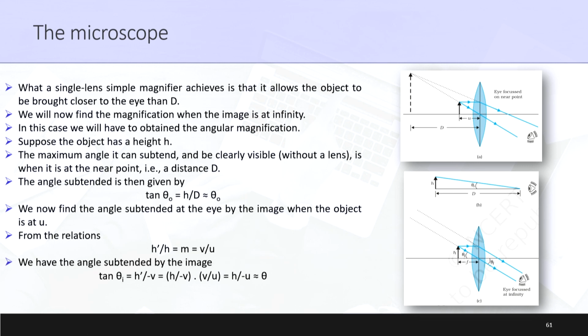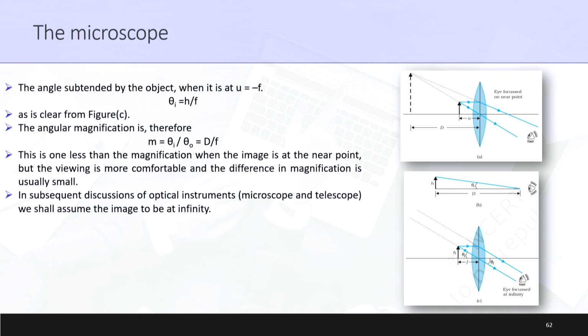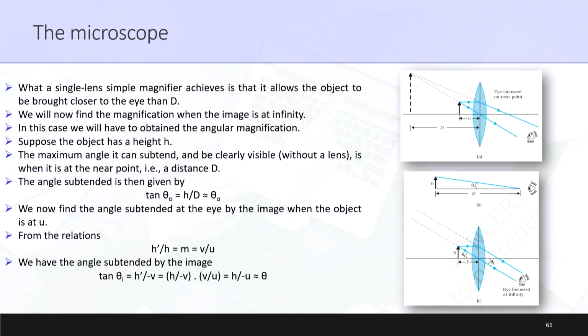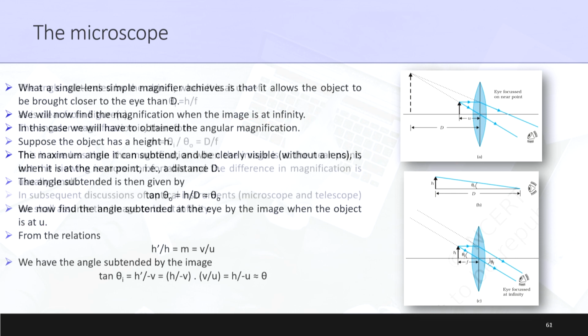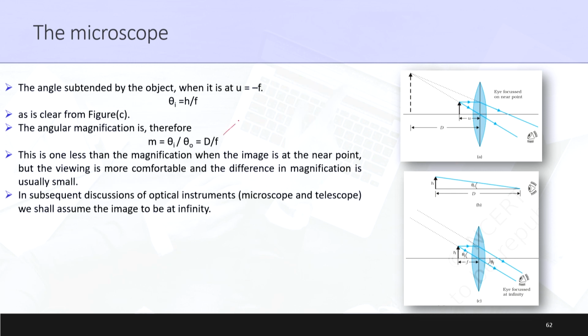Then for the next point, if the image is at infinity, we can find the angular magnification, which is tan θ0 = h/D, approximately equal to θ0. This has also been explained. Moving on to the third point, when the object is at u, we again use angular magnification, which is equal to D/f. So these are the things you need to remember for the microscope concept.